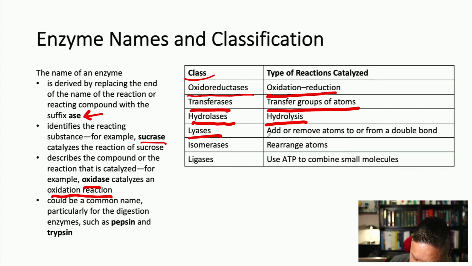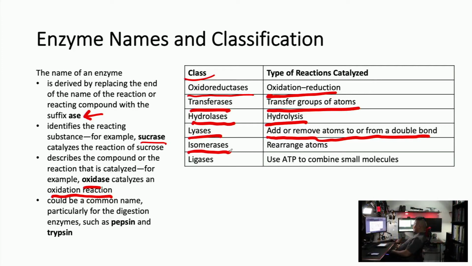Lyases are enzymes that add or remove atoms to or from a double bond. Isomerases, that's pretty self-explanatory. It rearranges atoms, but specifically so that the product is still an isomer of the substrate. So structurally, the substrate will be different from the product after the enzyme works on it, but the formulas will still be the same. Isomerase.